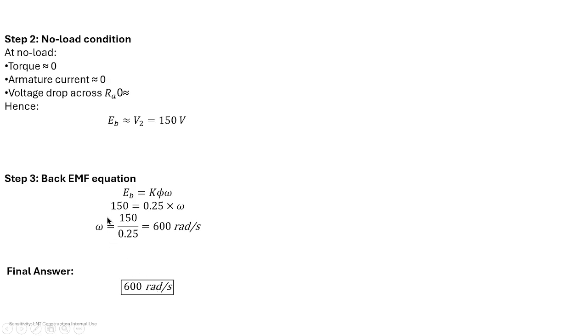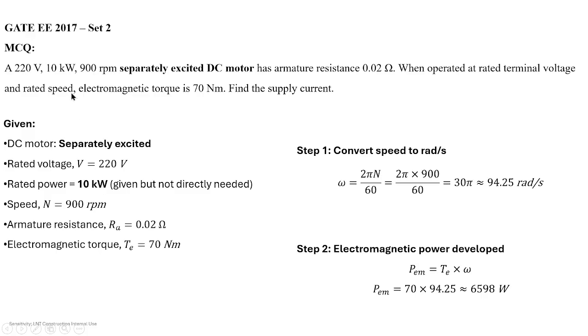We can move to the next slide, guys. This question was asked in IIT GATE, sorry, 2017. 220 volt voltage is given. We have to find the supply current, rated terminal voltage at rated speed, electromagnetic torque is given. If in the question torque is given, then we should apply torque is equal to K phi Ia and torque is equal to P by omega.